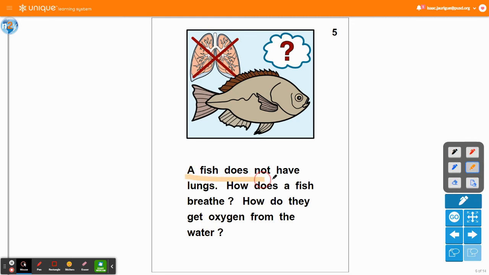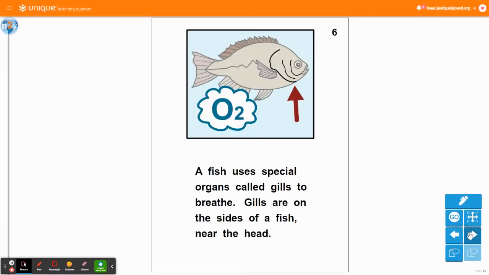A fish does not have lungs. No, they don't. How does a fish breathe? How do they get oxygen from the water? Because all living things need oxygen. What does a fish use?